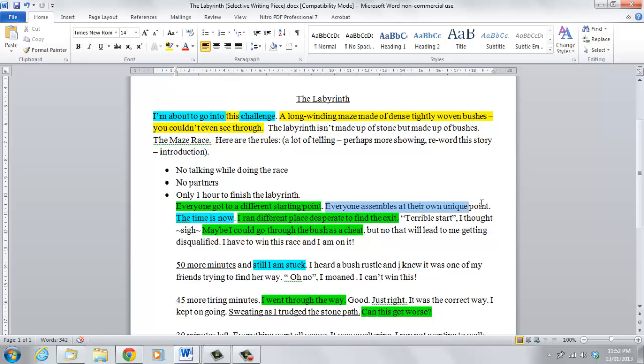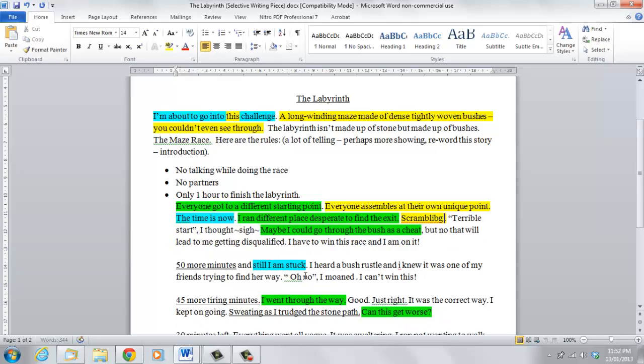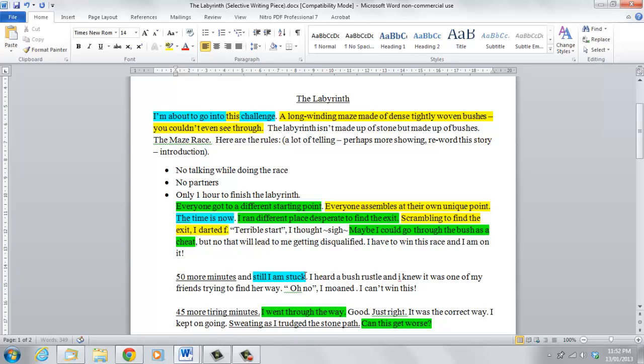Again, there's issues with the expression and the language. You have to reword it. One of the activities I like to do is I read it to myself. I would say, well, if I read this in a book, would I be confused? And if I read this in a book, of course I would be confused. So instead of saying I ran different place desperate to find the exit, you would say something along the lines of scrambling to find the exit, I darted from one place to the next randomly.